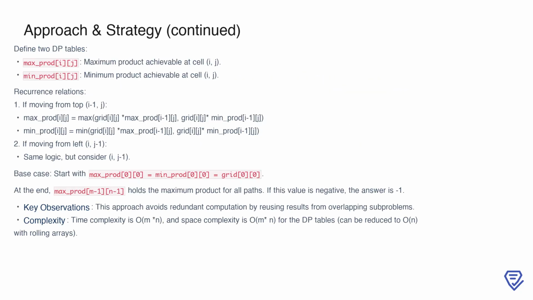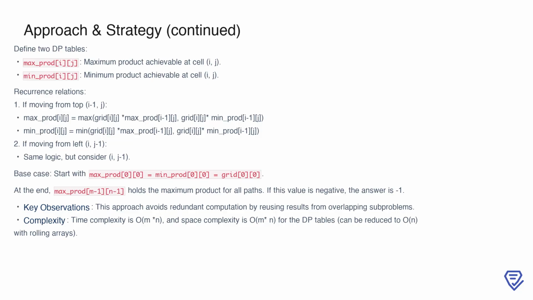To address this inefficiency, we need a more scalable strategy that avoids redundant computations and handles the problem more effectively. A more efficient solution lies in using dynamic programming. The core idea here is to avoid explicitly exploring all paths by leveraging overlapping subproblems. We define two dynamic programming tables, one to track the maximum product achievable at each cell and the other to track the minimum product. Tracking both is crucial because multiplying two negative values can yield a positive product, which may be the maximum for the grid. The recurrence relations describe how to update these tables. If we move down from the cell above, we calculate the maximum and minimum products by considering both the maximum and minimum values at the previous cell.